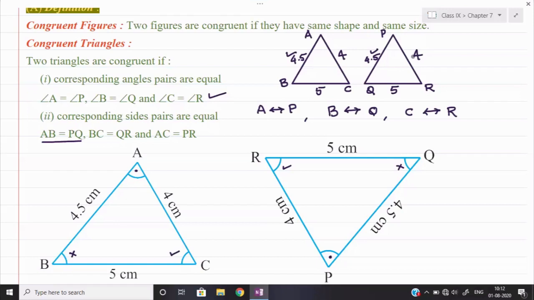Okay, which 6 things are required? 3 corresponding pairs of angles: angle A should be equal to angle P, angle B should be equal to angle Q, and angle C should be equal to angle R. Similarly, 3 corresponding pairs of sides should be equal: AB and PQ, BC and QR, and AC and PR should also be equal.